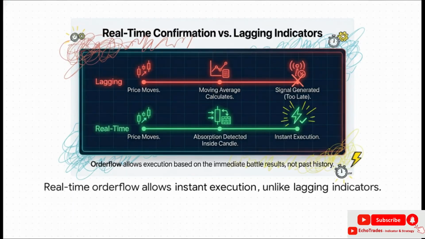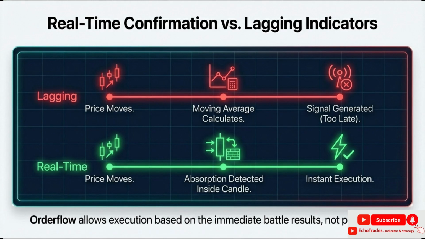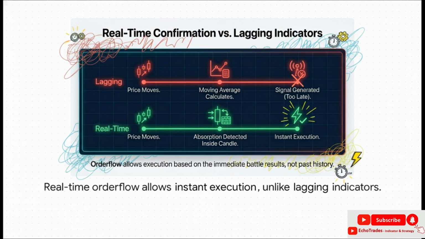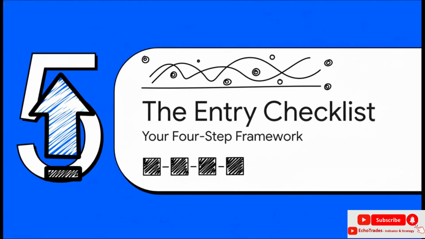And this is why this approach is such a game changer. Think about it. A lagging indicator, like a moving average or something, is still crunching numbers from the past. By the time it finally gives you a signal, the best part of the move might already be over. But with order flow, we're seeing the fight happen inside the candle, in real time. This allows us to execute instantly, right at the turning point. All right, let's wrap all of this up into something you can actually use.